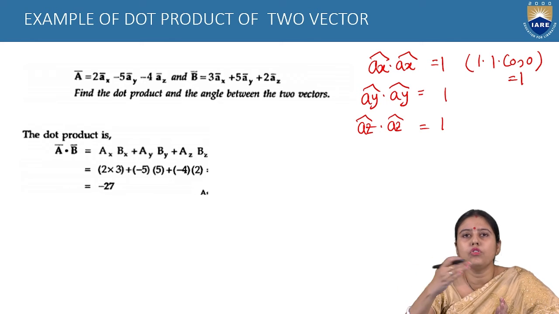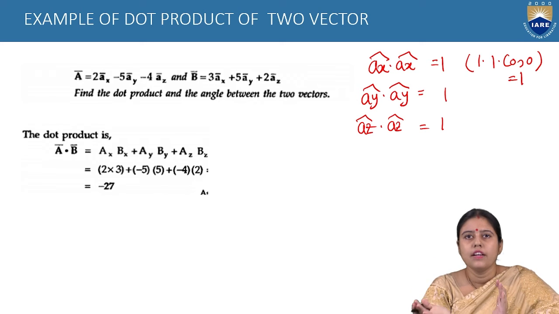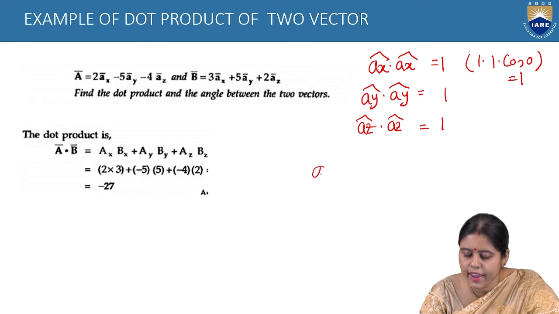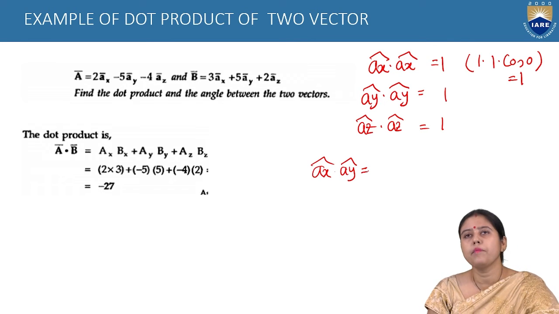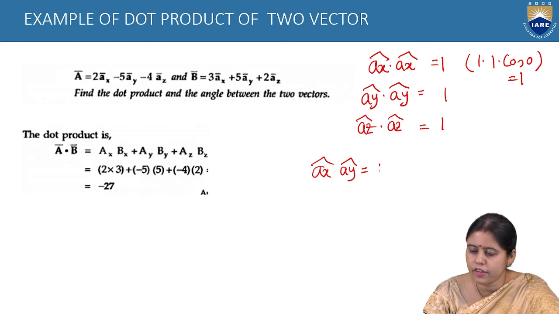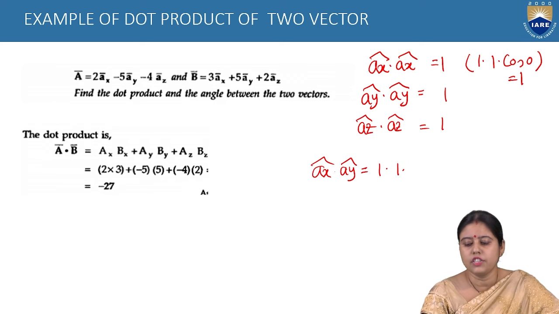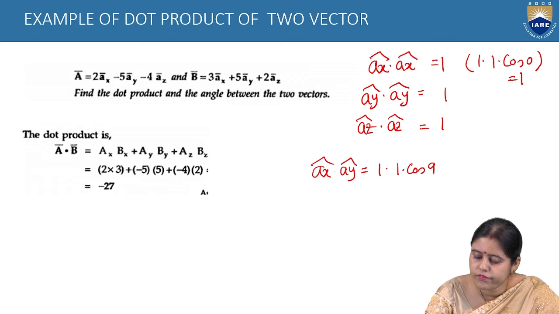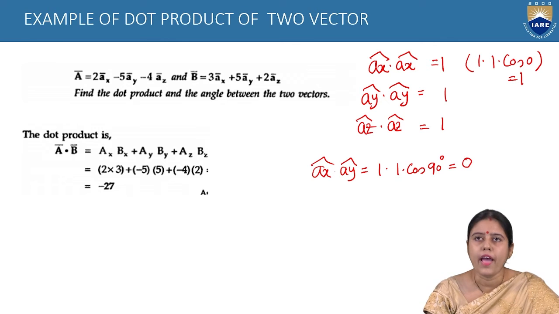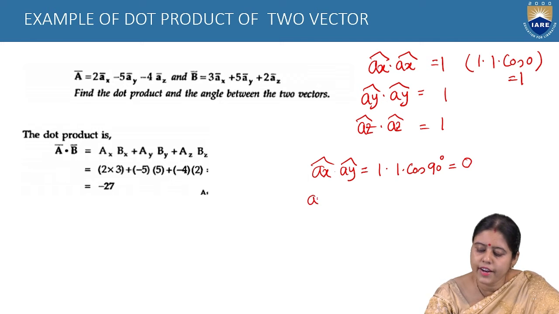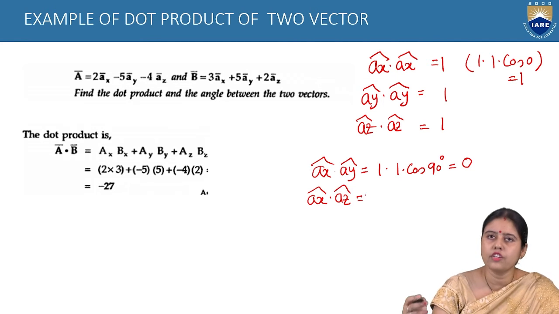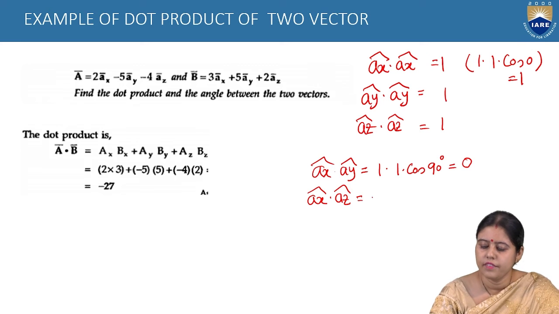Now, if we think about two vectors perpendicular to each other, one car is moving from east to north. East to north means 90 degrees. So, we can write ax dot ay. What is the meaning of ax dot ay? The magnitude is 1, 1. X-axis and y-axis are perpendicular to each other. So, the value is 0. If we write ax dot az, similarly it is x to z.